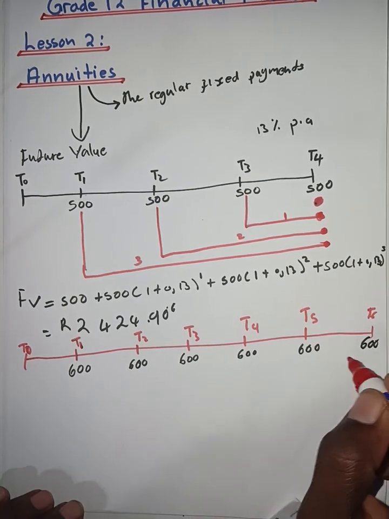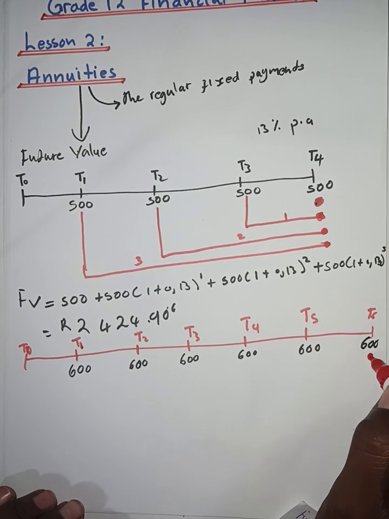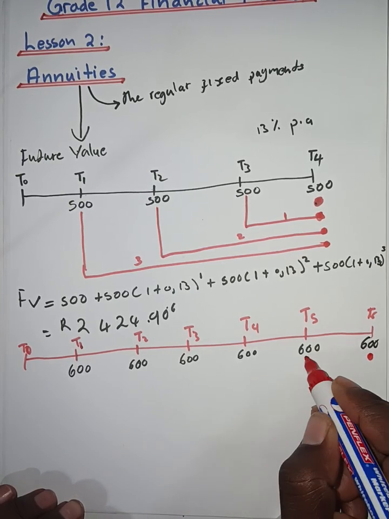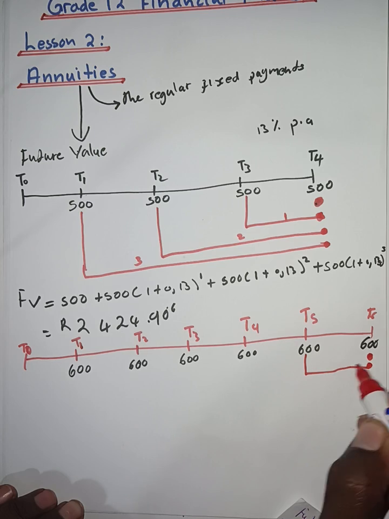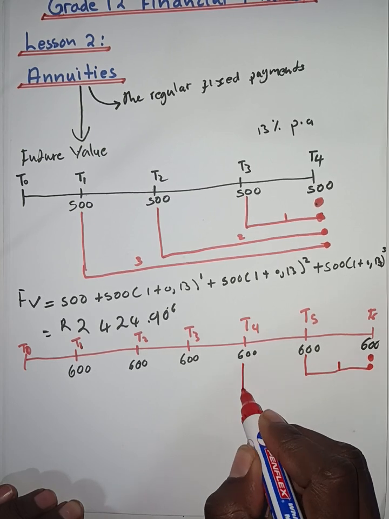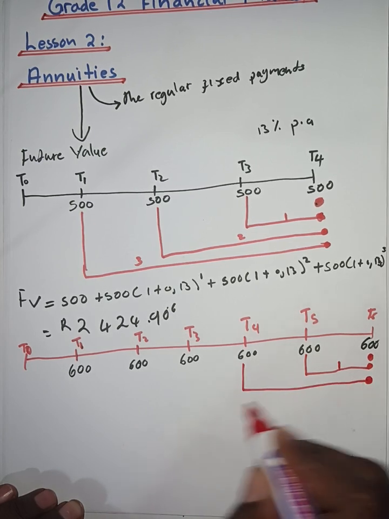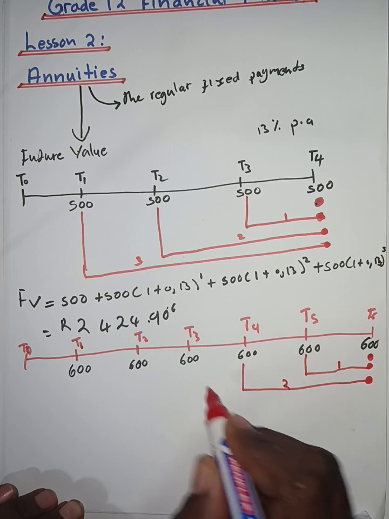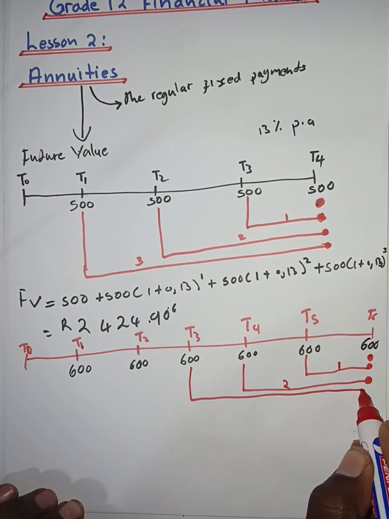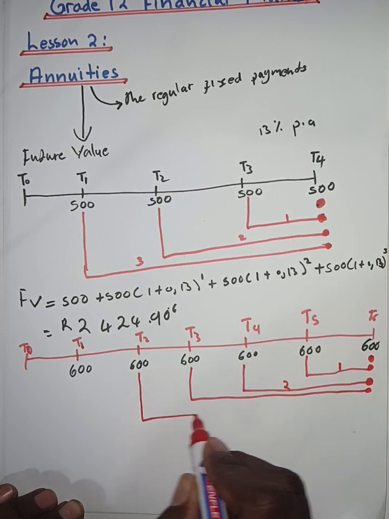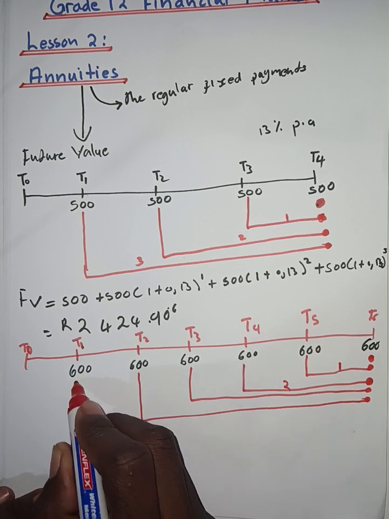Of course, as you can see, so that first one there, it would earn no interest, but that one there, it would earn interest for 1 year, and also that one there, it would earn interest for 2 years, and so on and so forth, until of course we get to the first one.